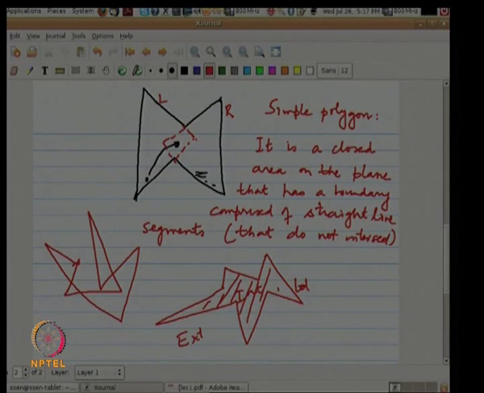Right. So, a simple polygon is also sometimes called, in a more general sense, a Jordan curve. A Jordan curve has the property that it partitions the plane into three parts, namely the interior, the boundary and the exterior. A Jordan curve need not be made of straight line segments, but can be any kind of curve.